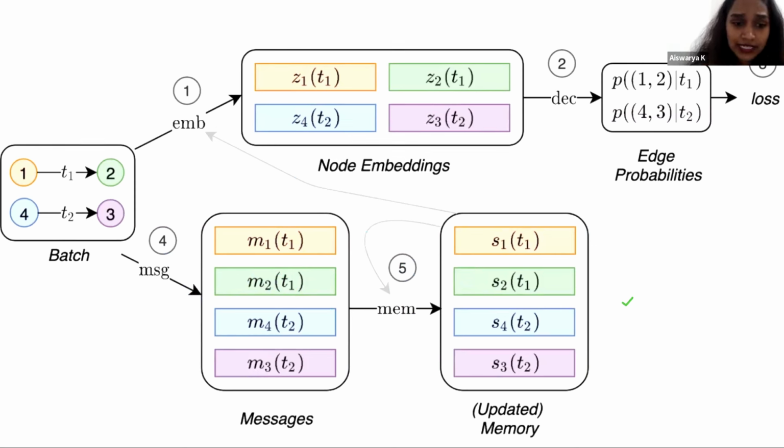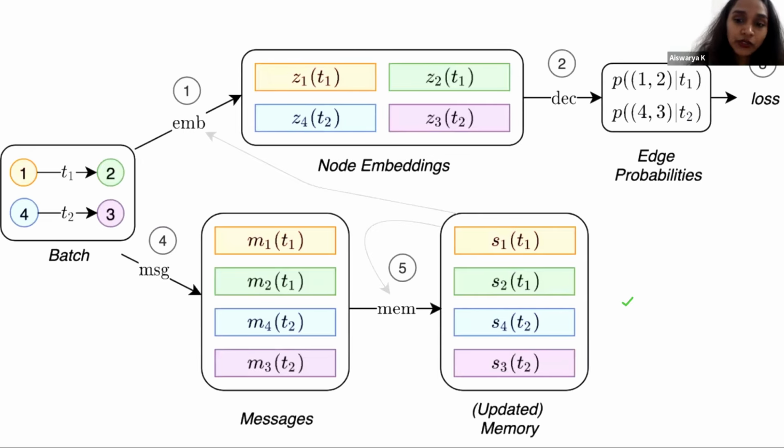So this is what the message function does. Next, we have the message aggregator. When the events are happening, the information is shared with the neighbors of a node, right? So the message aggregator aggregates these message functions and updates the features.